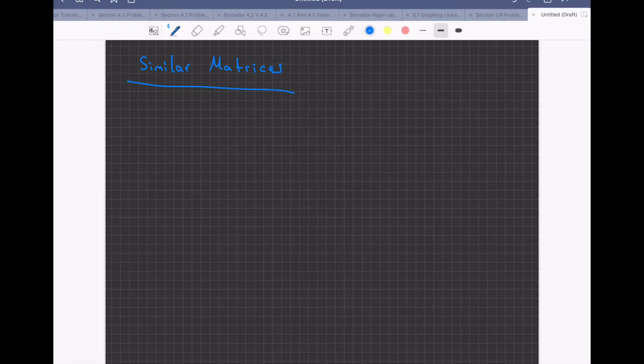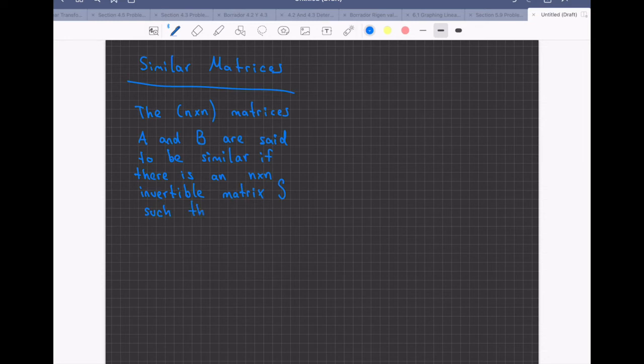One more concept: similar matrices. Two n by n matrices A and B are said to be similar if there is an n by n invertible matrix S such that B is equal to the inverse of S times A times S.